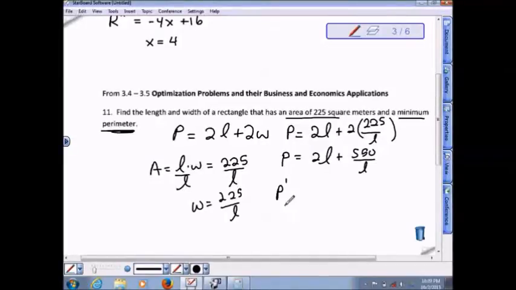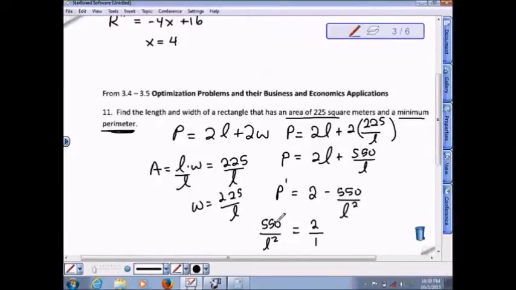So the derivative is 2 minus 550 over L squared. Now, if we set this equal to 0, we're going to add this term to the other side. There's a couple different ways you could solve this. You could think about this as a fraction: 550 over L squared is equal to 2 over 1.